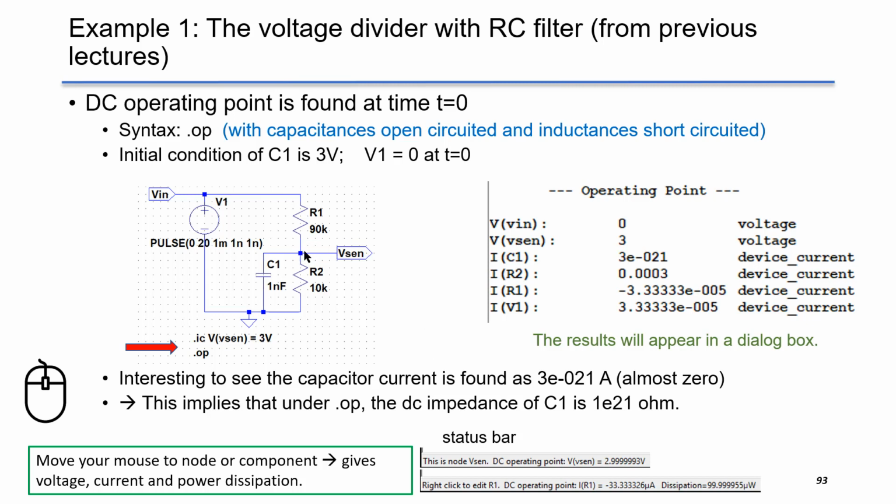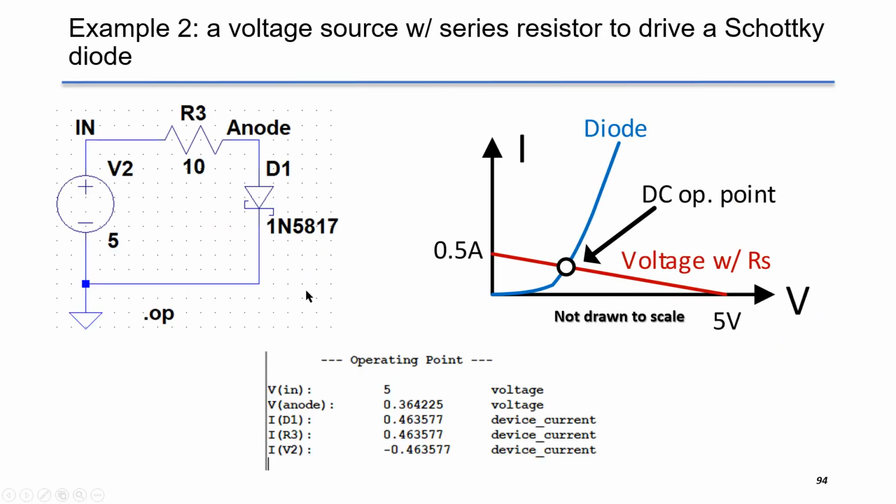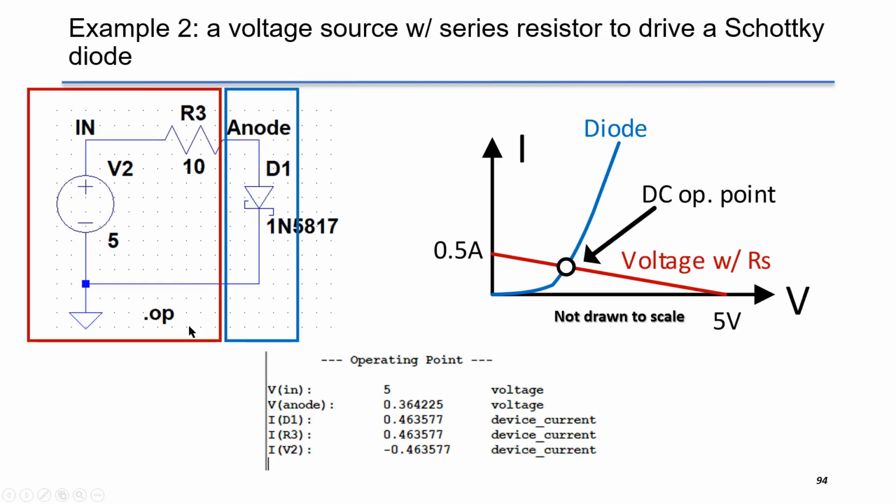Also, you can move your mouse to a node or component. If you move your mouse here, you can show the DC operating point as 3 volt. If you move your mouse to a component, you can see the current over this component and also the power dissipation. This is the second example. We have a voltage source, 5 volt, with series resistance of 10 ohm, and this voltage source is in parallel with a diode. In this case, we have 2 different IV characteristics.